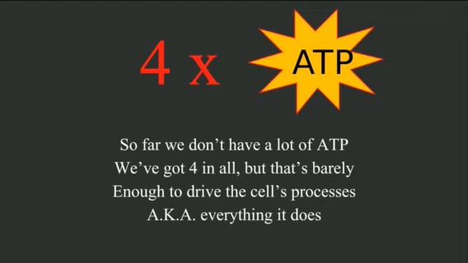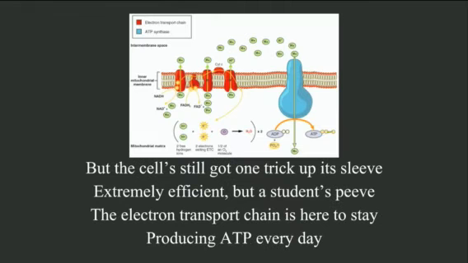So far we don't have a lot of ATP. We got 4 in all, but that's barely enough to drive the cell's processes, aka everything it does. But the cell still got one trick up its sleeve. Extremely efficient, but a student's peeve. The electron transfer chain is here to stay, producing ATP every day.